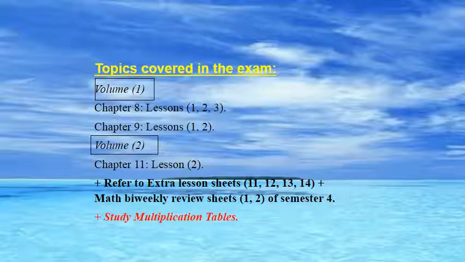In semester 4 or the final term exam, we have covered the following topics. In volume 1, we covered chapter 8, which is about relative numbers. What are relative numbers? Comparing relative numbers, addition and subtraction of relative numbers. In chapter 9, we have lessons 1 and 2. We have covered triangles. In volume 2, chapter 11, we have studied lesson 2. It's about algebraic expressions and how we write word expressions as algebraic expressions.